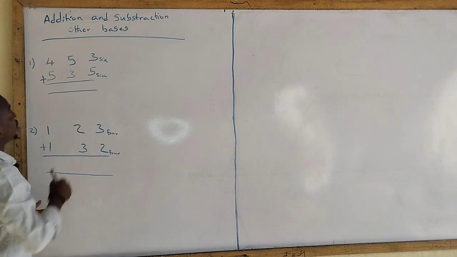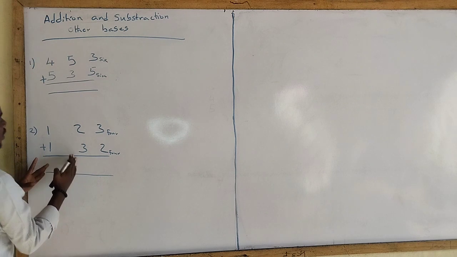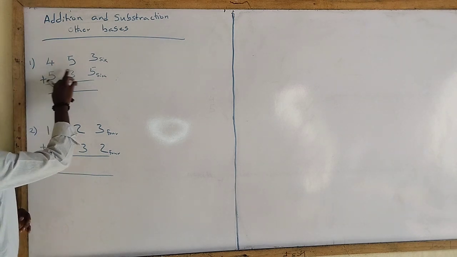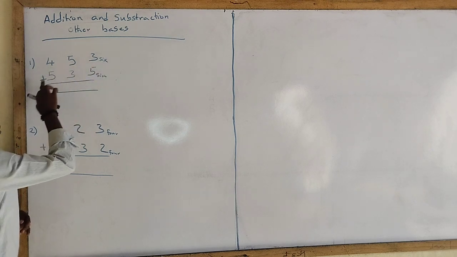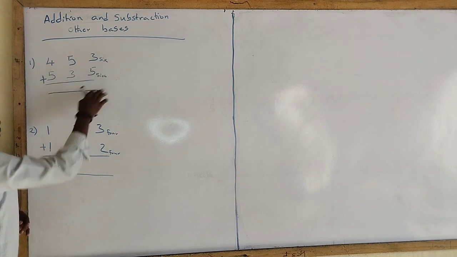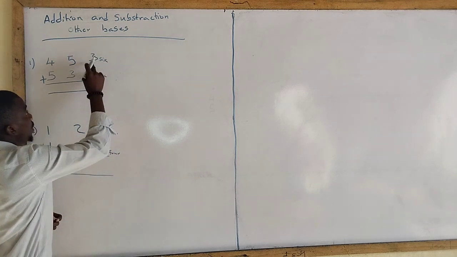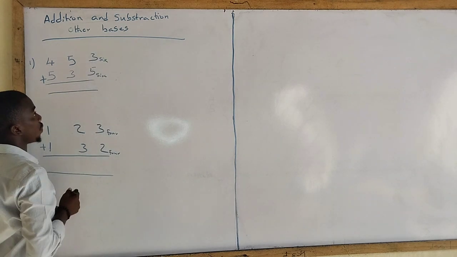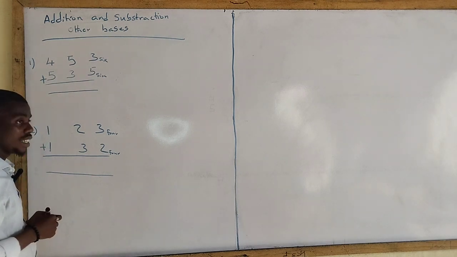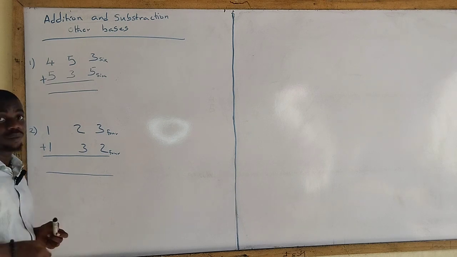The first set of questions we are going to consider is addition. It says add 453 base 6 to 535 base 6. So if we have 3 plus 5, 3 plus 5 is equal to 8, but that is in base 10.